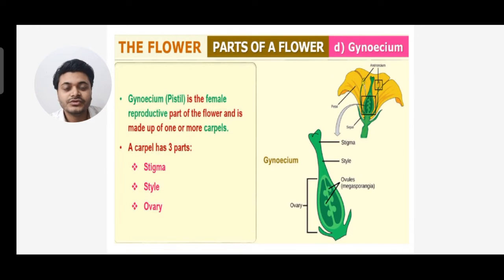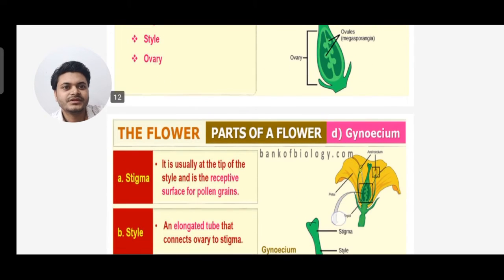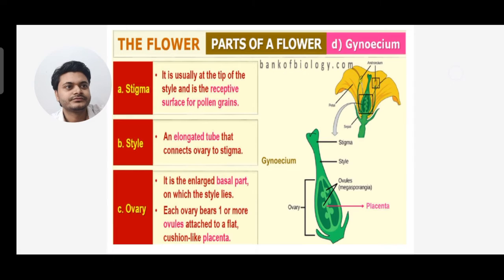Now moving to gynoecium. The gynoecium, also called the pistil, is the female reproductive part of a flower, and it is made up of one or more carpels. A carpel has three parts: stigma, style, and ovary. Two or more carpels combine to form the gynoecium. These are the parts of the gynoecium: stigma, style, ovary.